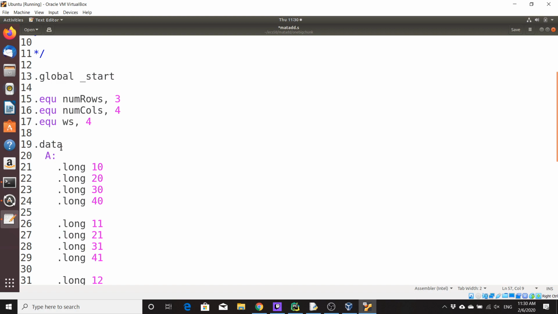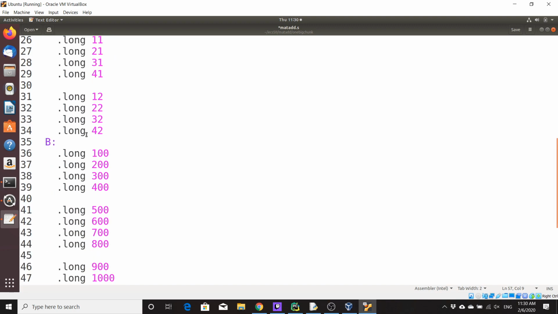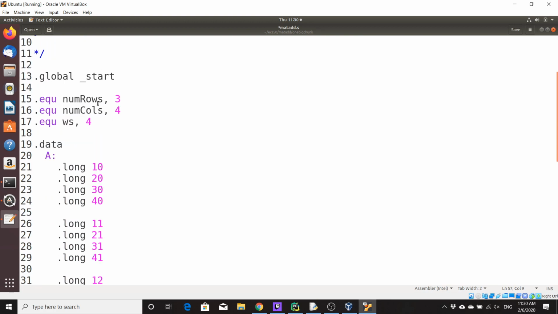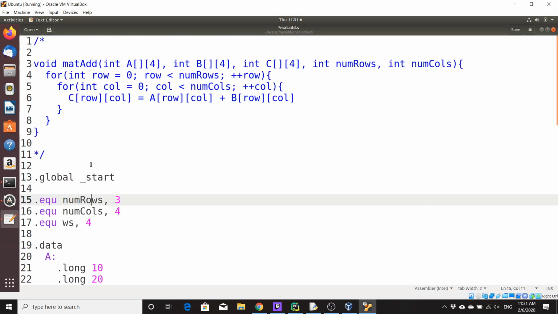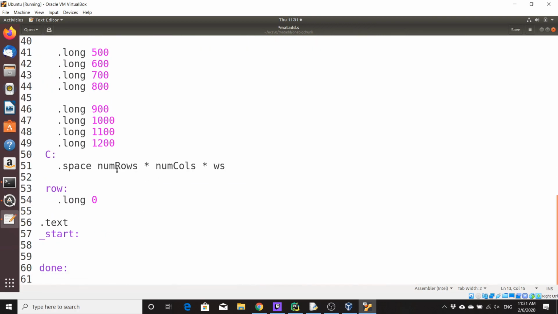So over here, here's A. It's declared in memory. So it just has some values here to work with. Here's B. It also has some values. The spaces are just to help our visual distinction. We also have some EQUs just to serve as constants for those variables. So num rows is 3, num columns is 4. Word size, WS, is also 4. We've also made start global again so that the linker can find it so that we can compile the code. And then over here we have C, which is .space num rows times num columns times word size, right? Because that's how much space there is allocated as one flat chunk.